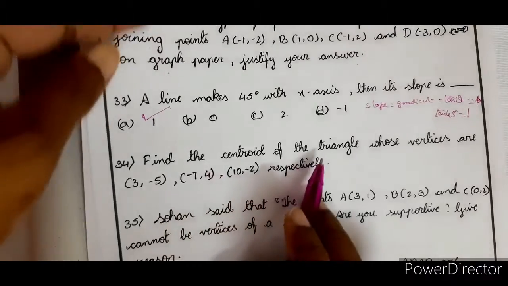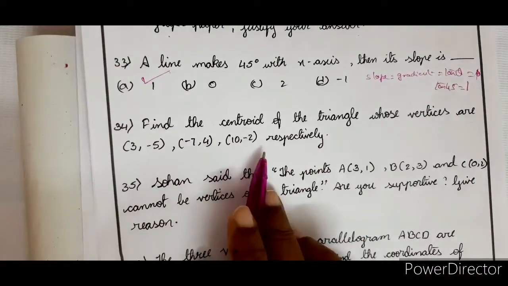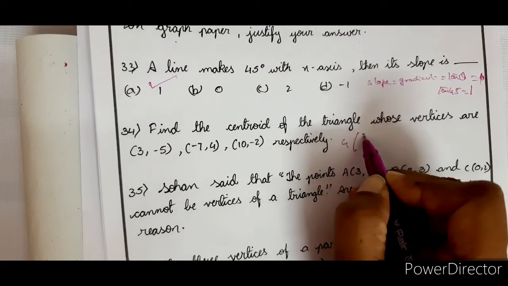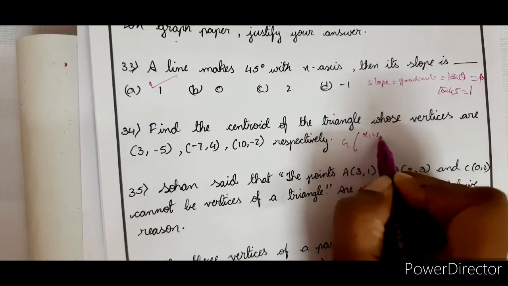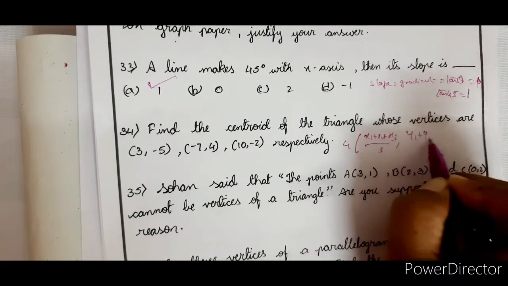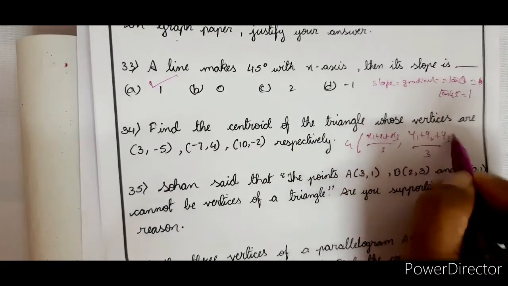Now find the centroid of the triangle whose vertices are given. So what is the formula of the centroid? I am writing it: x1 plus x2 plus x3 by 3, and y1 plus y2 plus y3 by 3. Please substitute and find by yourself.